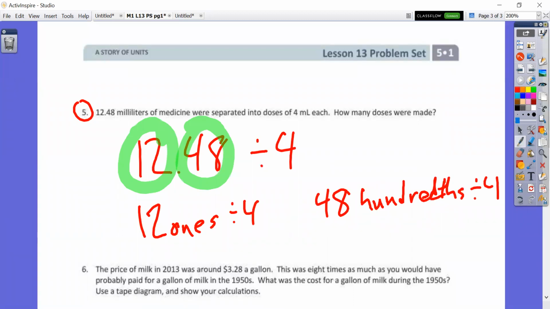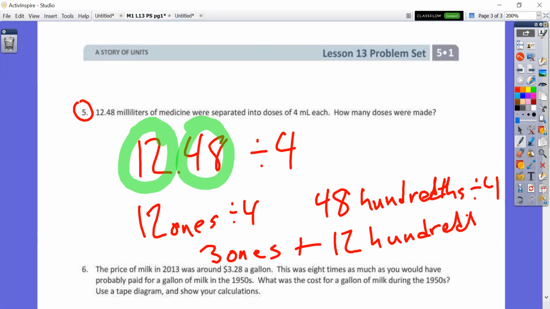So if we think about 12 ones divided by 4, that's going to be 3 ones. And then 48 divided by 4, well, 4 times 10 is 40. 4 more would be 44. That's 11. 4 more would be 48. So that would be 12 hundredths. So we just solved this using unit form, decomposing to different multiples, and then using our knowledge of basic math facts. So 3 ones and 12 hundredths.